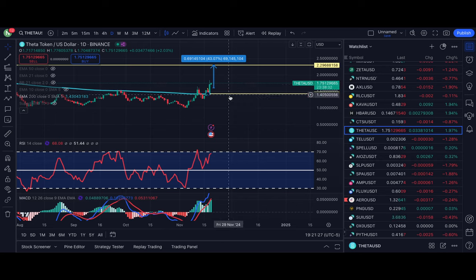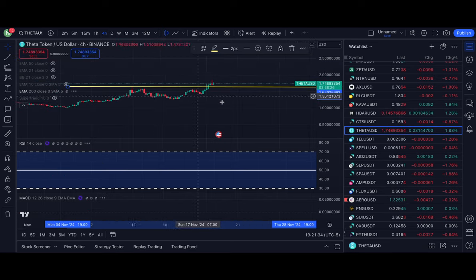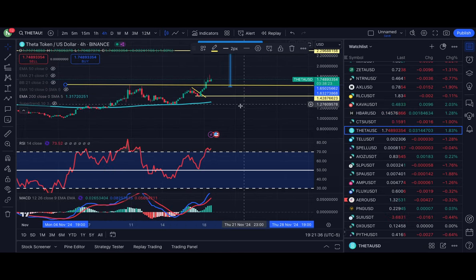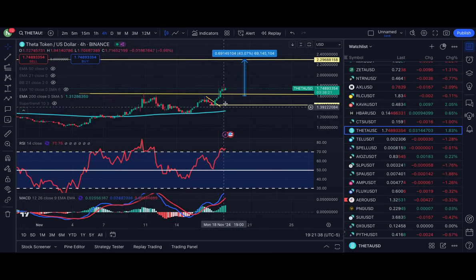I'm on the daily right now. You see how positive this is. We took out the last previous high right here. Go to the 4 hour. I mean, even crazier, guys. You see I had the trend line right here.